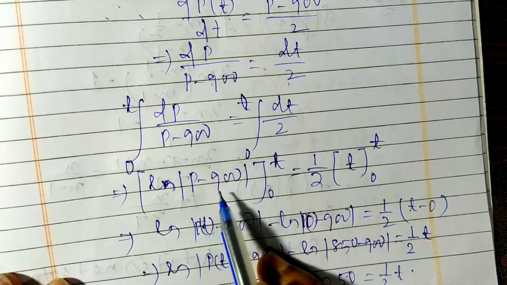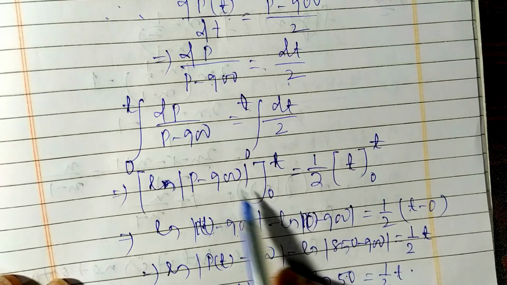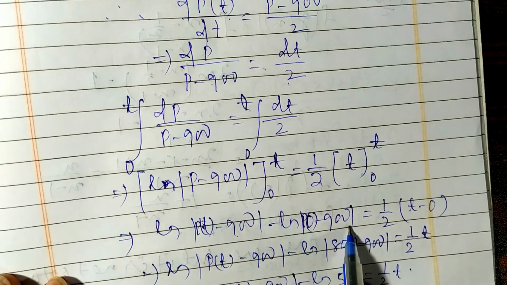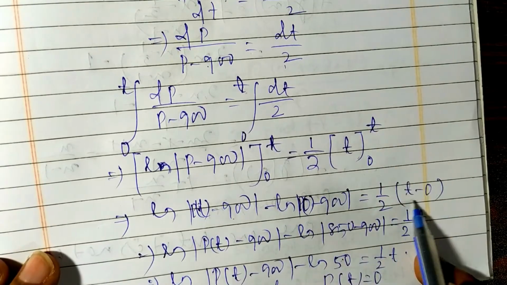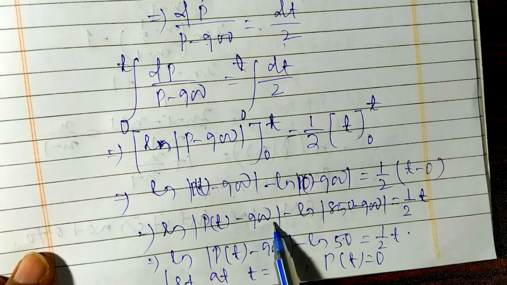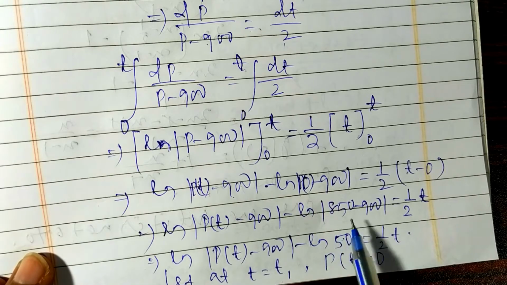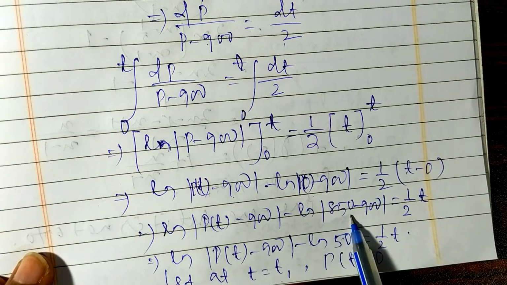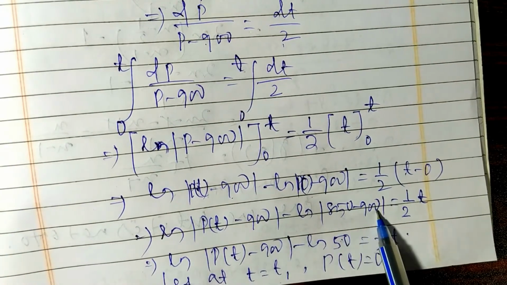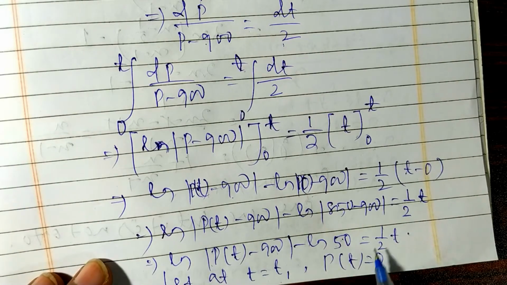First we take the upper limit, ln|P(t) - 900|, minus the lower limit, ln|P(0) - 900|, equals half into (t - 0). P(0) is 850, given in the question, so in place of P(0) we take 850 - 900. 850 - 900 is -50, and the modulus of -50 is +50. So ln A - ln B equals t/2.